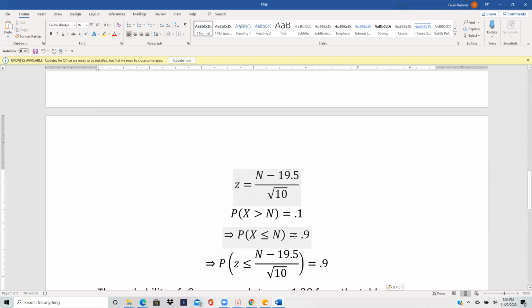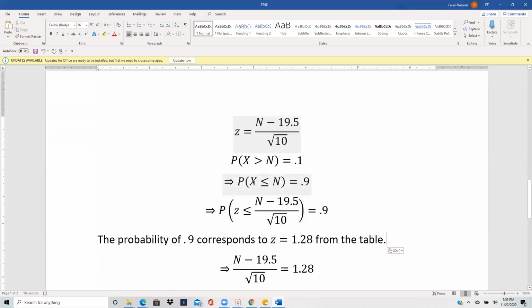And the reason why I've changed it into less than or equal to instead of greater than is that the tables are given cumulative. So the tables go less than or equal to. So once you change x into z, the z was n minus 19.5 over square root 10. So this means probability z is less than or equal to n minus 19.5 over square root 10 equals 0.9.